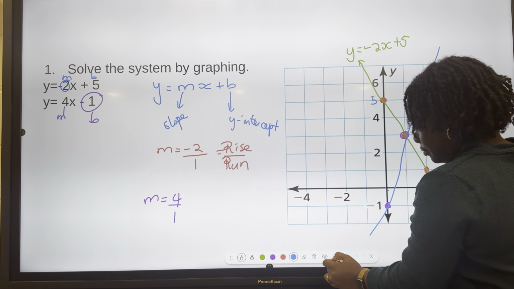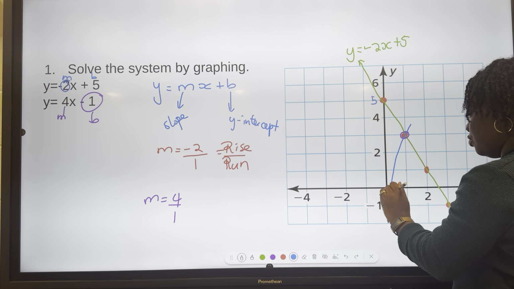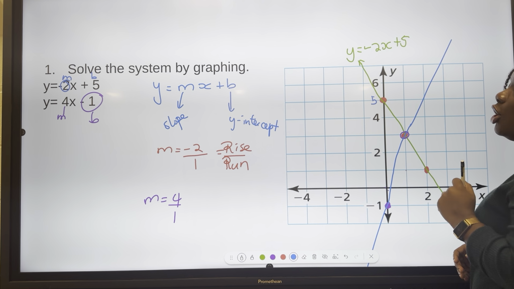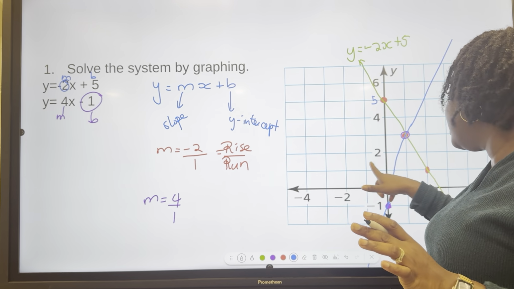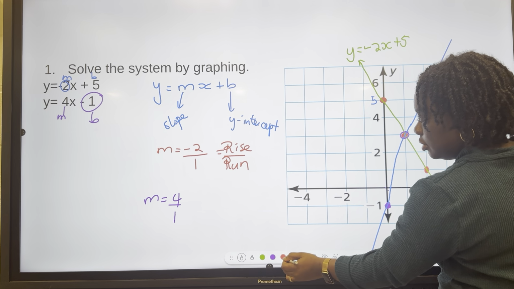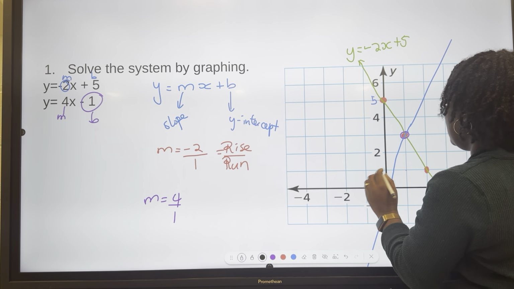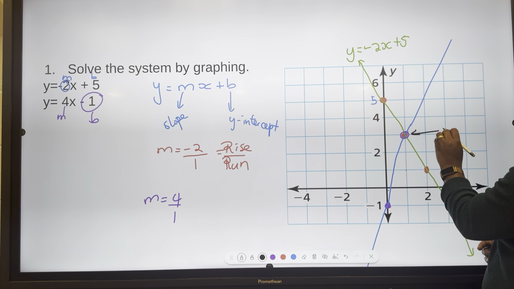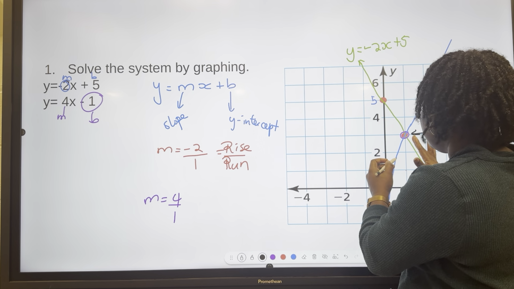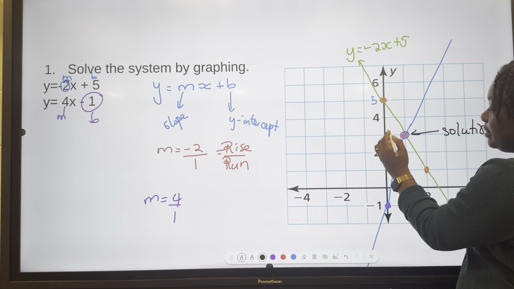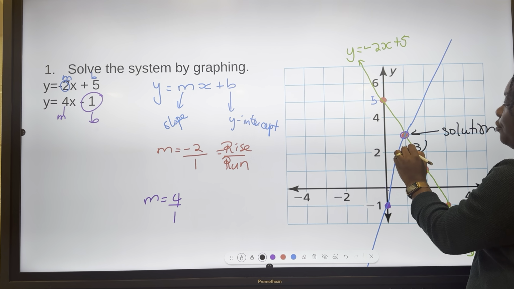Oh, let's get it a little bit straighter because it's supposed to go through. But anyways, remember now your solution when you're graphing is where it intersects. So let's get another color. So my solution is gonna be right here. All right, so my solution would be, what point is this? That would be 1 and 3, right?